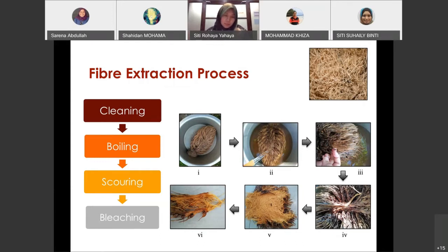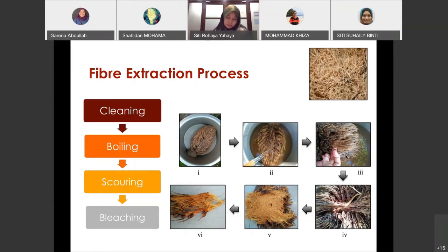Okay, after that the scouring process is used to remove the impurities from the EFB fibers and also from the EFB yarn and EFB fabrics. Okay, then we go to the bleaching process.